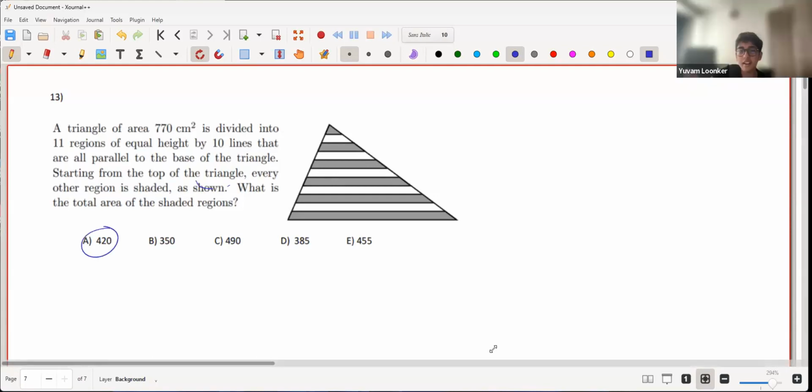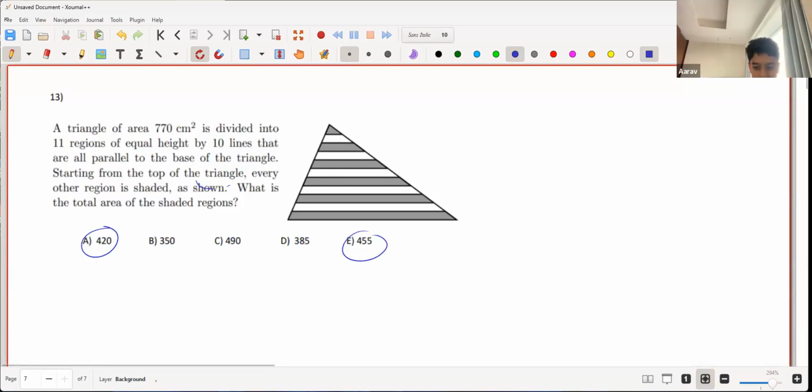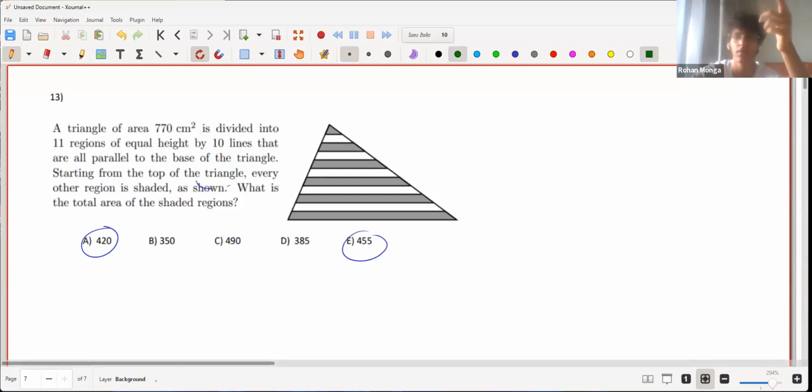Because if you see, the triangle is not a straight line, it's an inclined line. So since the height is equal, the base is longer on the bottom and shorter on the top, and the shaded area is more towards the bottom, so there are more shaded regions as well. Yeah, I thought it was half at first, but I just counted it. Yes, 420, I also got 420. Sir, I know how to do this.